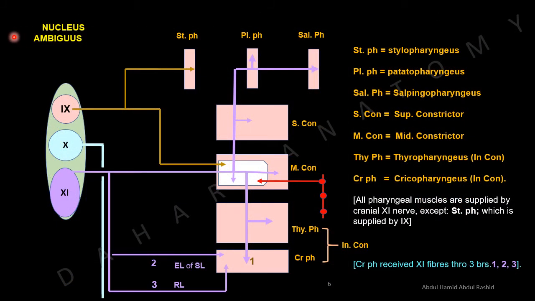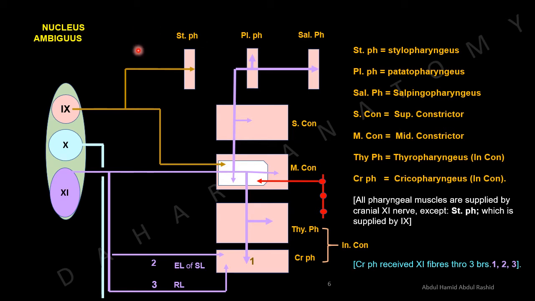This is a very diagrammatic picture of the nerve supply of the pharyngeal muscles. As you know, this very big nucleus ambiguus along the medulla consists of three nuclei. This is the glossopharyngeal nerve nucleus, that is the 9th cranial nerve nucleus. This is the vagus nerve nucleus, that is the 10th cranial nerve nucleus. This is the cranial accessory nucleus, that is the 11th cranial nerve nucleus.